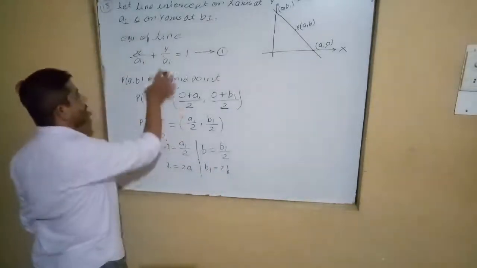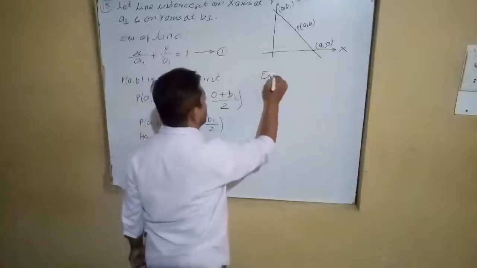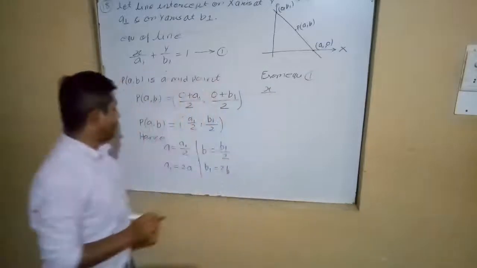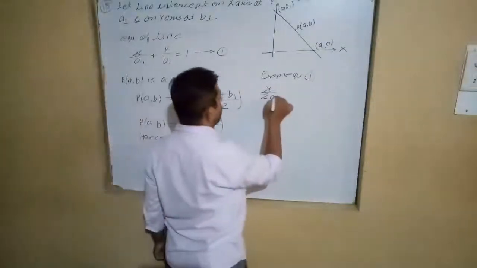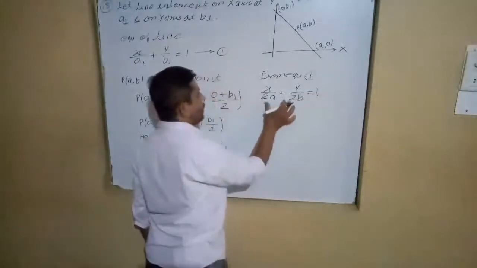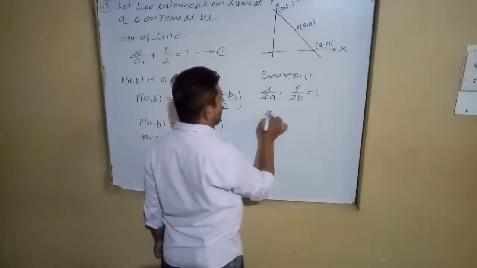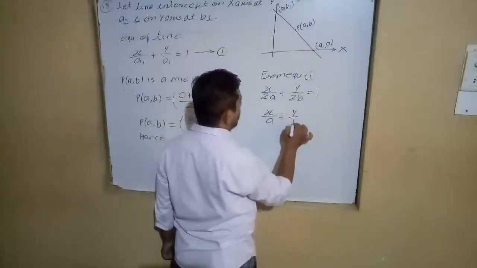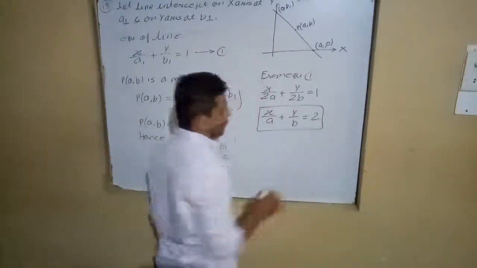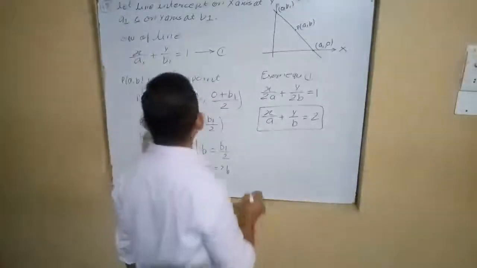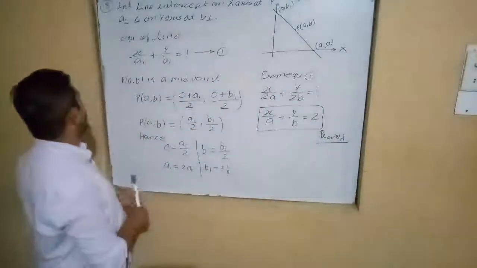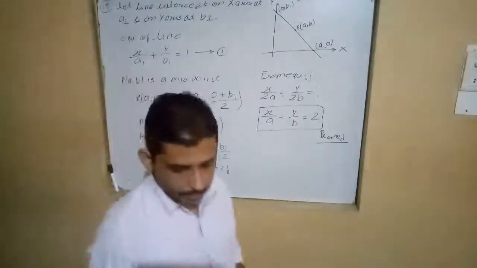Now put the value of A1, B1 in equation first. So we will write here from equation first. x upon, what is the value of A1? 2a. x upon 2a plus y upon 2b is equal to 1. Now transpose the 2 on that side, so we will get x upon a plus y upon b is equal to 2. This we have to show in the question number 18. So I think you understood how to solve this question.